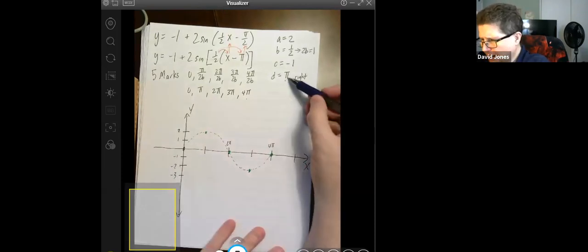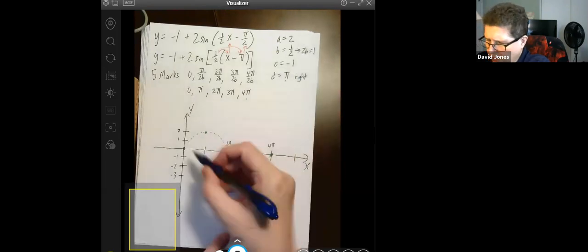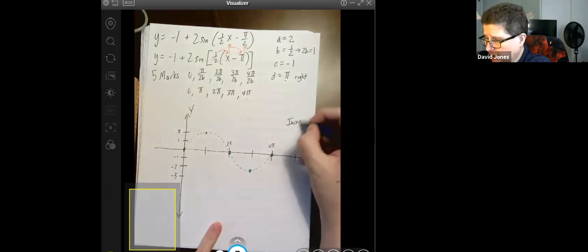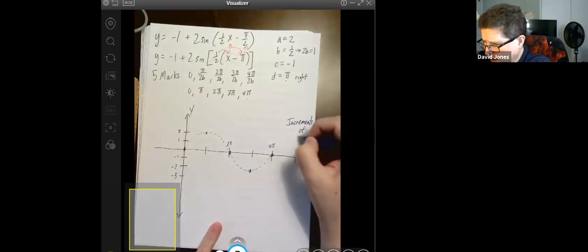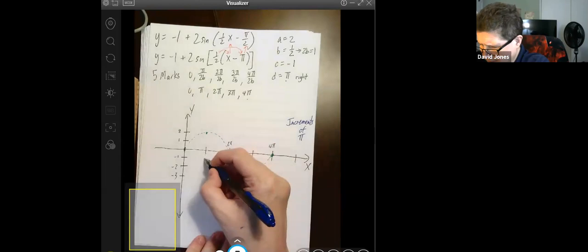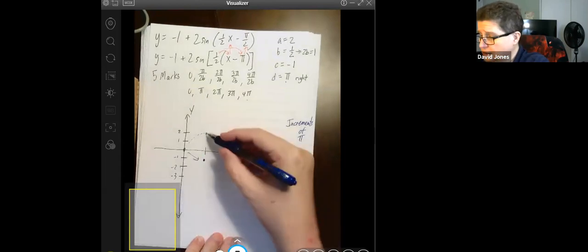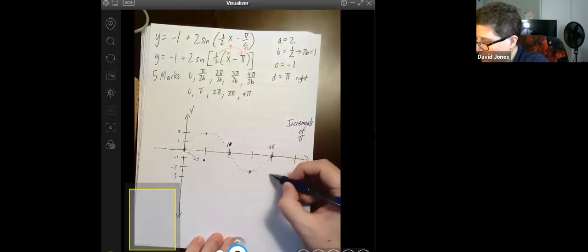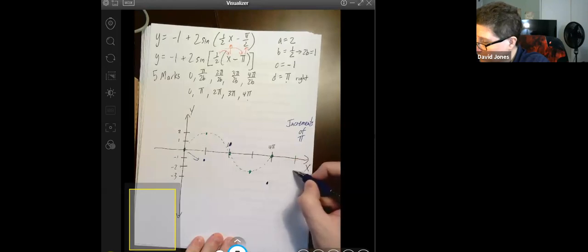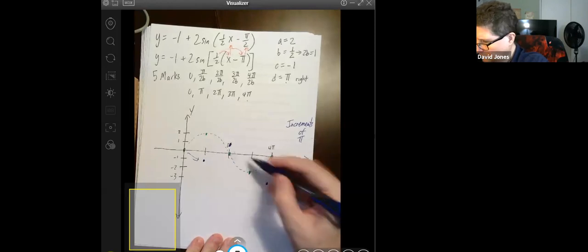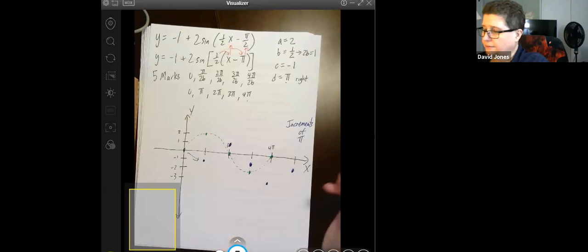I need to go right by pi and down 1. These are in increments of pi, so just shift right 1 on the x-axis and down 1. Right 1, down 1. Right 1, down 1. Right 1, down 1. I missed that one. There we go.